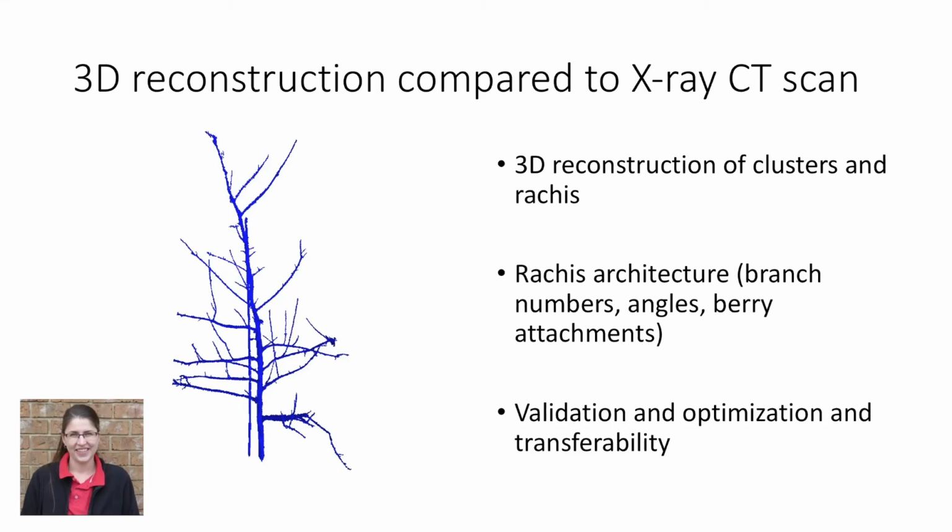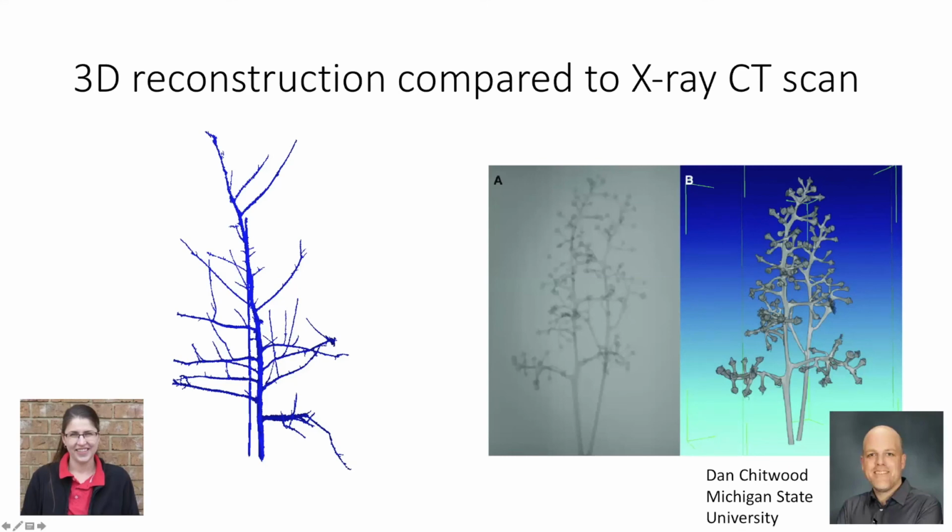Of course, an important part of all of this is the validation and optimization step. Even with earlier steps where we're looking at automation, we're still using humans to go through and manually evaluate these as well, to make sure there's a good correlation between the methods. For the 3D reconstruction, we'll still be doing that, but we also wanted to look at other options. This summer, we spoke with Dan Chitwood at Michigan State University, who is going to be doing some X-ray CT scans of our rachises as well. And we'll be comparing Amy's 3D reconstructions with what Dan's getting from the X-ray scans.